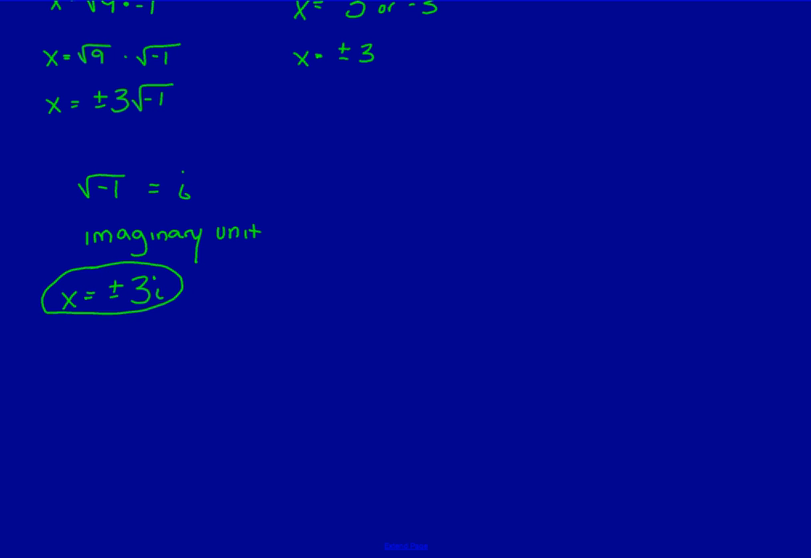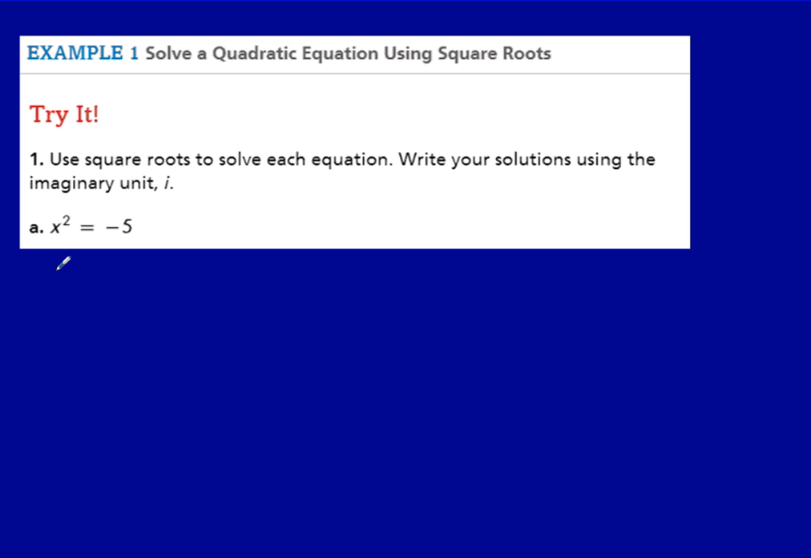So let's do the example that is actually in your student companion. Use square roots to solve each equation. Write your solutions using the imaginary unit i. So from this step, if I take the square root of x squared, I get x. If I take the square root of negative 5, it is going to be x equals plus or minus, well, 5 doesn't have a square root. So actually, let's get rid of that plus or minus for a second and break this down so we can see how to handle it.